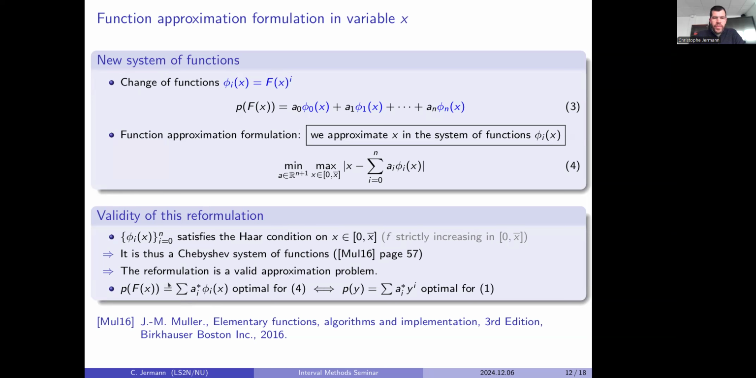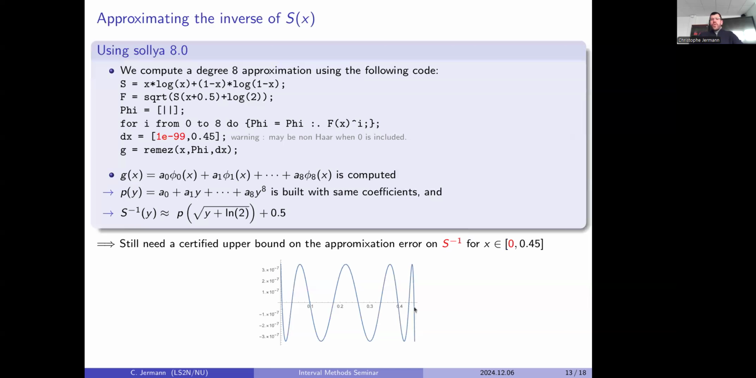This means that this problem is a valid approximation problem, meaning that if we obtain an optimal set of coefficients A star for this approximation using the family phi_i of functions, then it will also be optimal for our initial problem. The same coefficients can be used for the polynomial approximation of the inverse. Okay, so how could we achieve that? Well, fortunately, we didn't have to program all that. It was already embedded in Sollya. And we just have to input a small program, as you can see here.